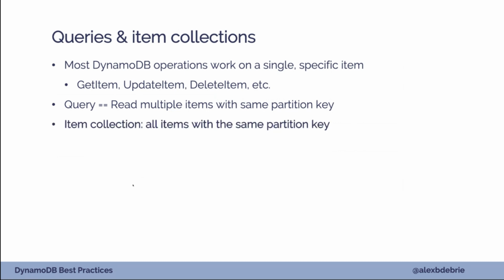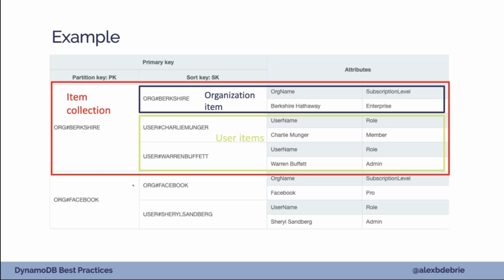One term you want to know there is what we call an item collection. And that's going to be all the items that have the same partition key. And that's basically what that query is operating on, where those individual get item, update item, those are operating on single items, but a query is operating on an item collection. And the important thing here is this can include different types of items. Remember, we're putting a bunch of different items into the same table using single table design. And this is why we're doing this.